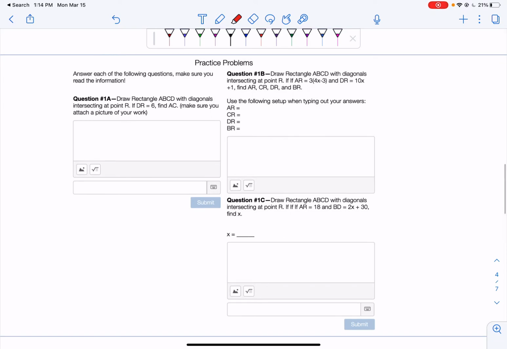Practice problems. Answer each of the following questions. Make sure you read the information. Just a heads up, if you do the DESMOS, and you should, if you type your answer right here, it will tell you if you're right or wrong. I think it'll say woohoo or something. Then make sure that you attach a picture of your work right here. Click on this and then take a picture.